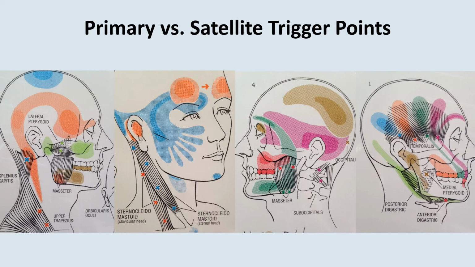As I mentioned before, a satellite trigger point does not easily treat out. That is because it resides within the reference zone of another trigger point, and the referred phenomena of that other trigger point stresses the satellite point. When a trigger point is simply caused by the overload of mechanical strain, it is referred to as a primary trigger point. But trigger points can cause other trigger points because of their effects on soft tissues and the function of muscles.